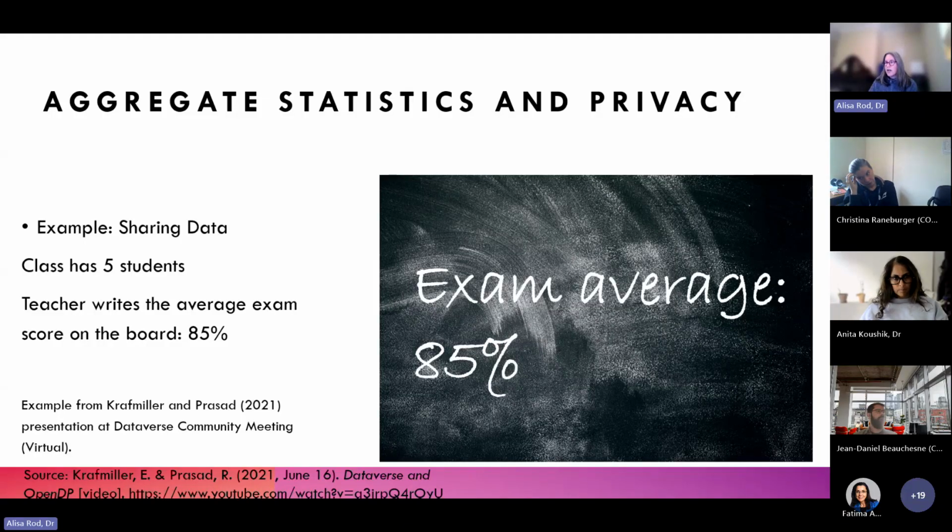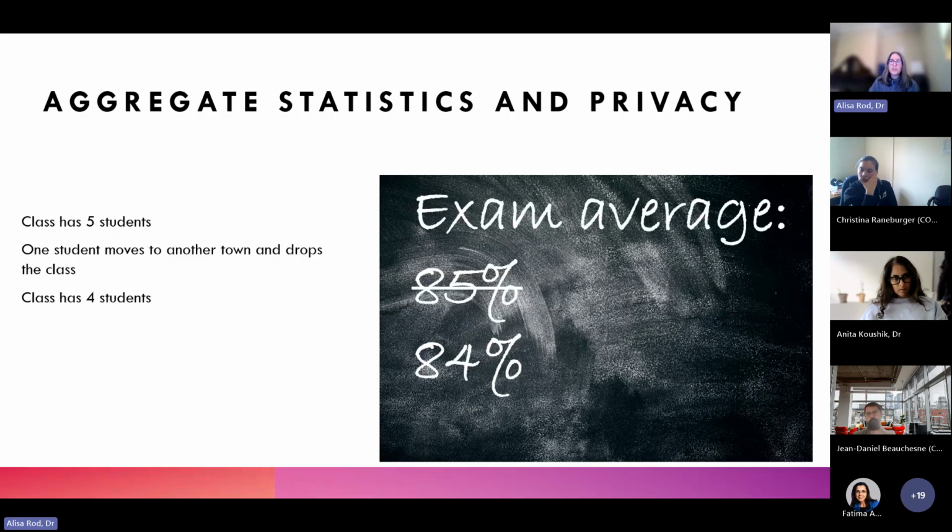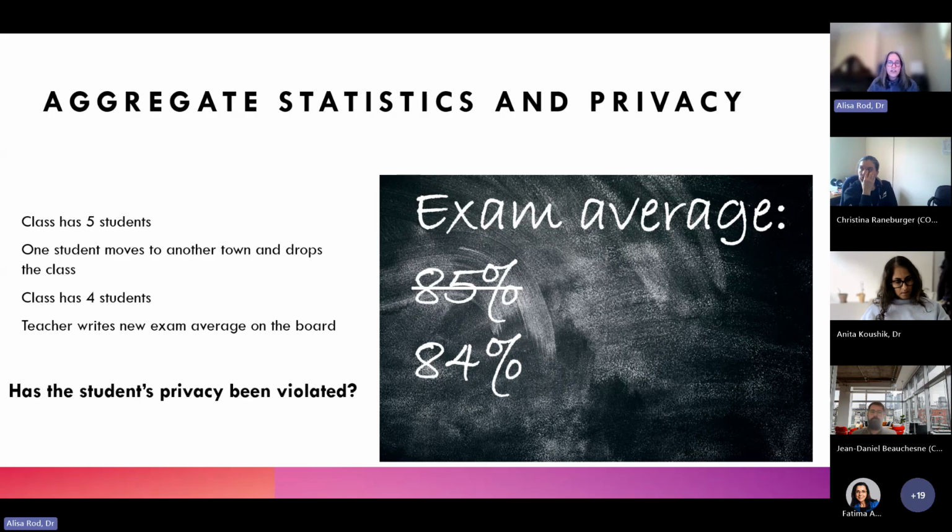So here's an example of a class that has 5 students. The teacher writes the average exam score on the board. It's 85%. So that's their average. One student moves to another town and drops the class. Now the class has 4 students. The teacher writes the new average on the board, 84%. Has the privacy of the student who moved been violated? And I'll just tell you that yes, it has.